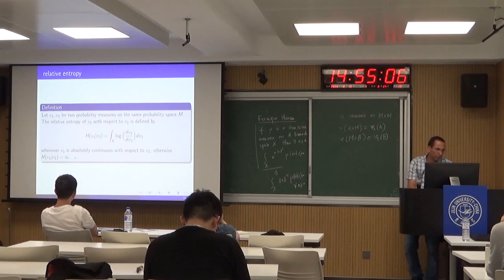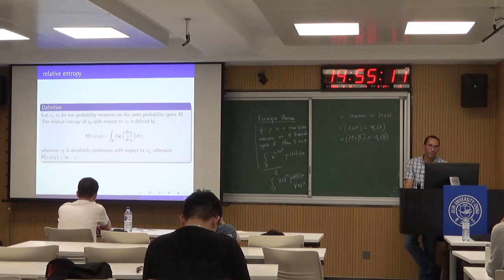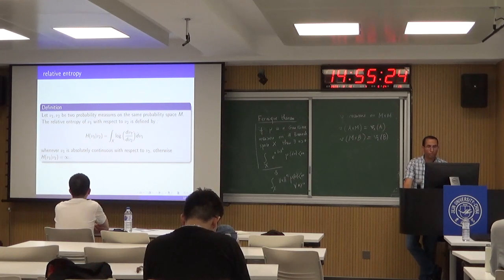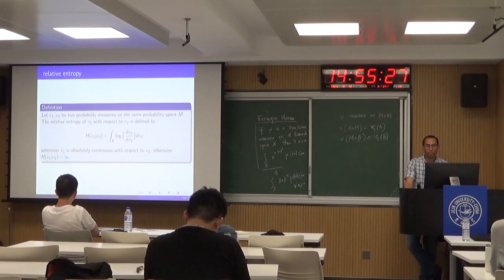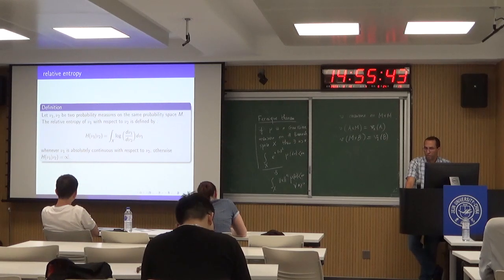And we also need the following: a definition of relative entropy between two probability measures on the same space. It is defined by the following formula. It is an integral over M of the logarithm of d nu1 over d nu2, which means the density of nu1 with respect to nu2, and we integrate with respect to nu1. Of course, if nu1 has a density with respect to nu2, otherwise the relative entropy is infinite. Okay, this is the definition.